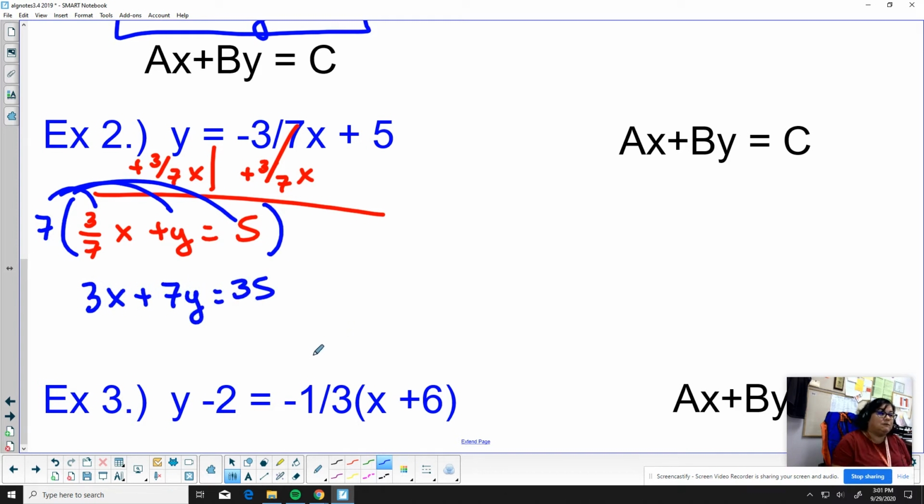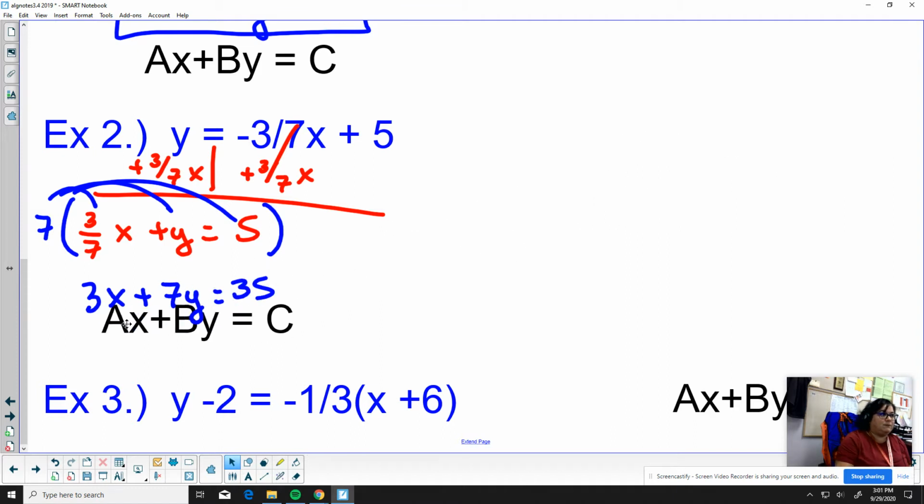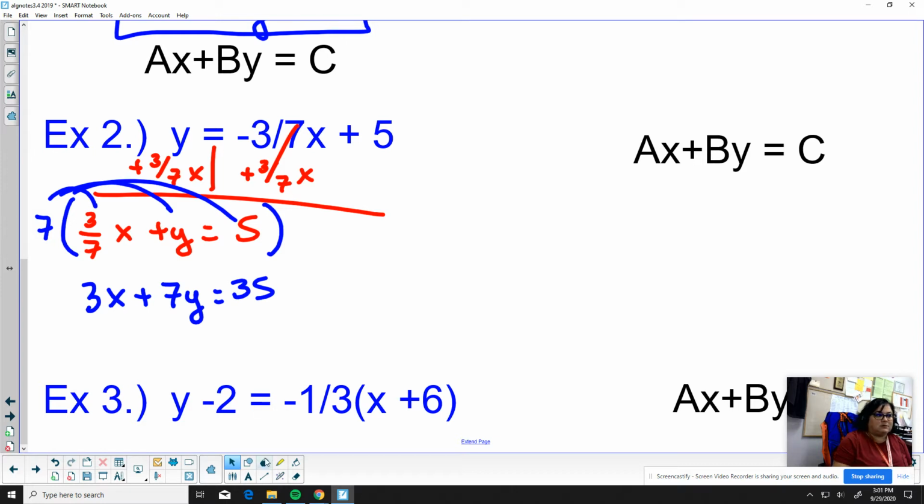And then I just need to make sure it fits the rules. A is a positive integer. It's in the right form. You can tell it's in the right form. If I move this down here, it matches up perfectly. A and B can't be 0. Neither of them are. And they're all real numbers. So this is the answer.